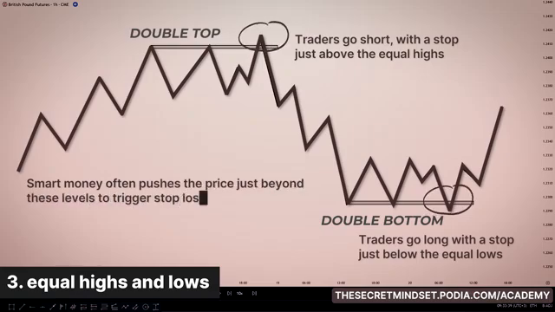Smart money knows this and often pushes the price just beyond these levels to trigger stop losses before reversing. This creates a liquidity pool that they can use to their advantage.